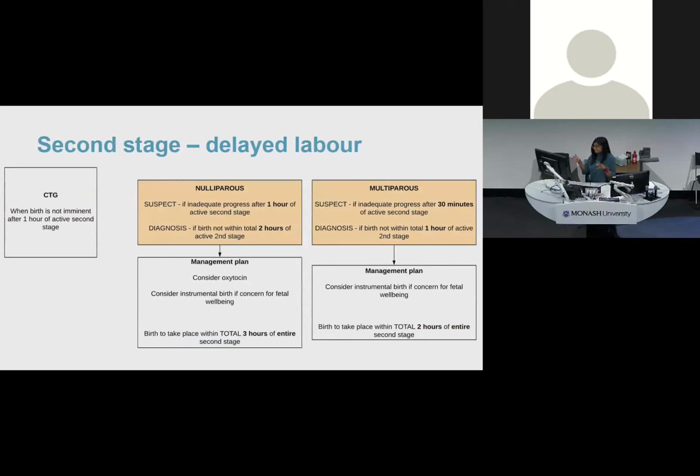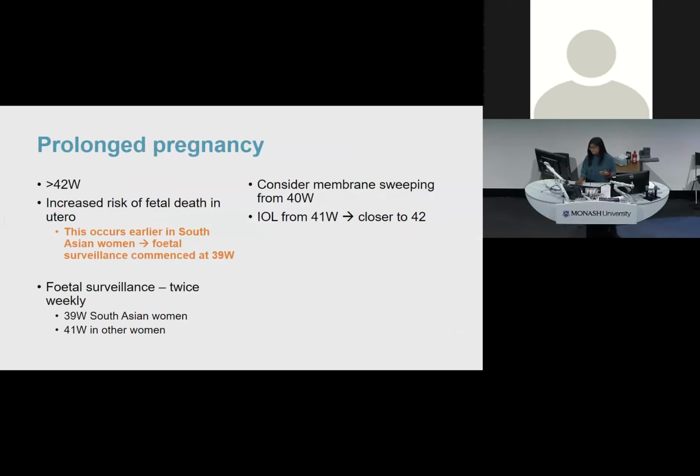Management plan, the main difference between them again is the oxytocin. In nullips, you can consider oxytocin, but in multiparas, you're less likely to do it because of the risk of the uterine hyperstimulation.